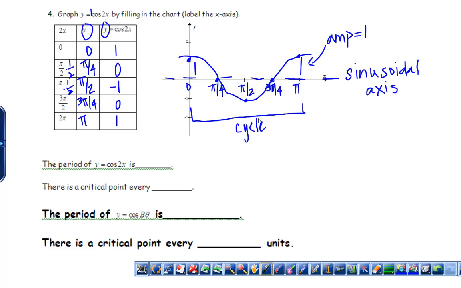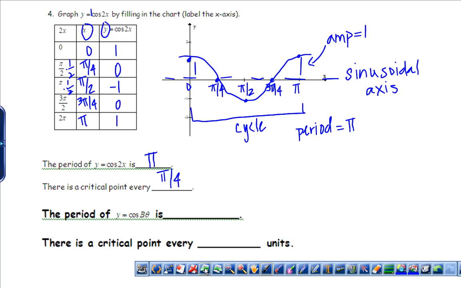On the problem before, we found the period. Remember, the period is how many degrees it takes to make your cycle. Well, this one is pi. And there's an actual blank for that one, so let's write that there. The period is pi. There's also a blank for the critical points. What is the degrees or the radians in order to make your critical points? On this one, it happens to be every pi over 4. The one before was every 30 degrees.